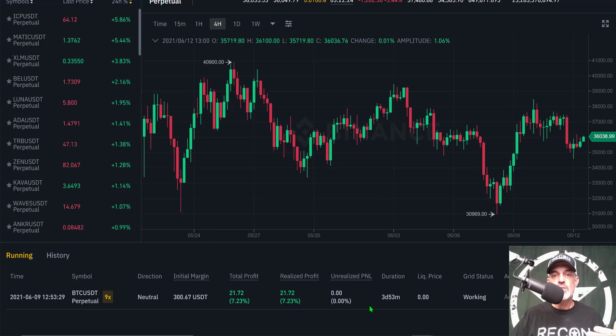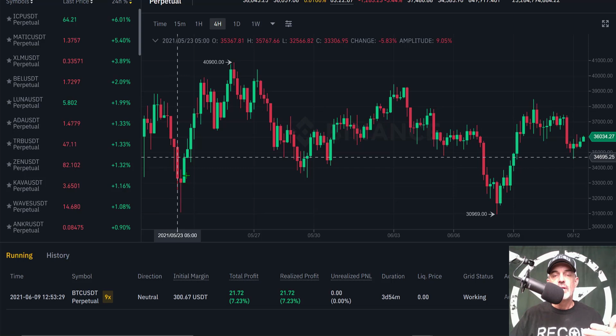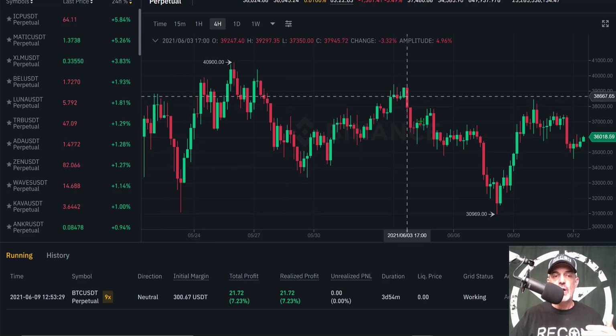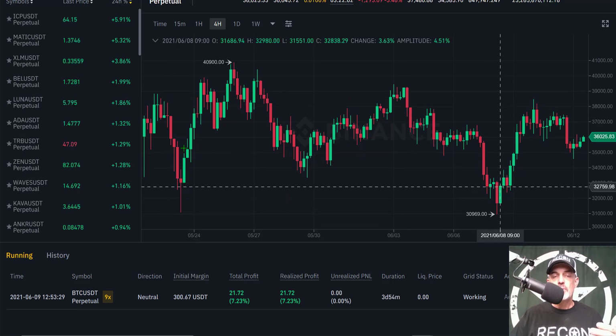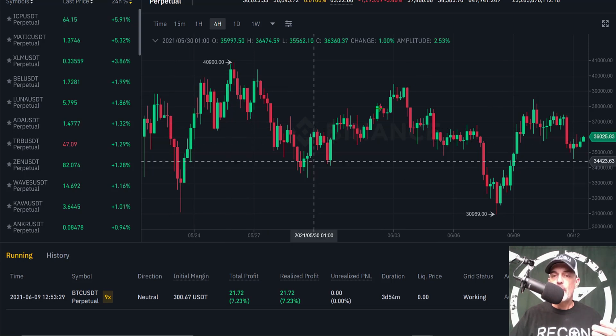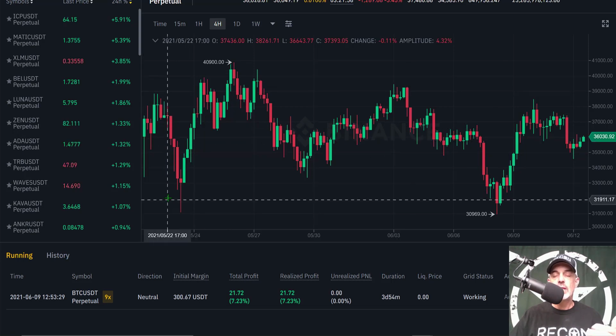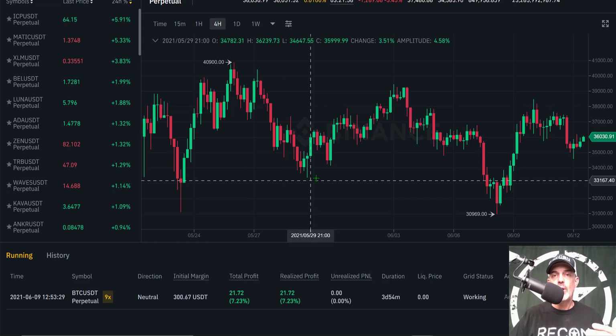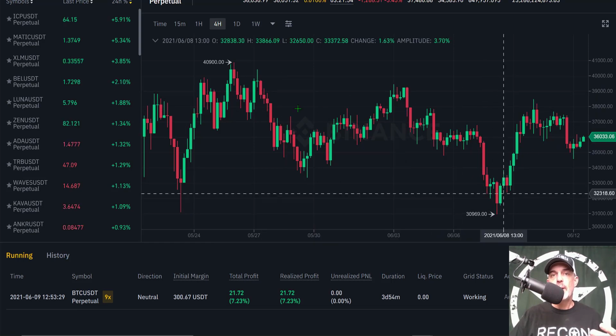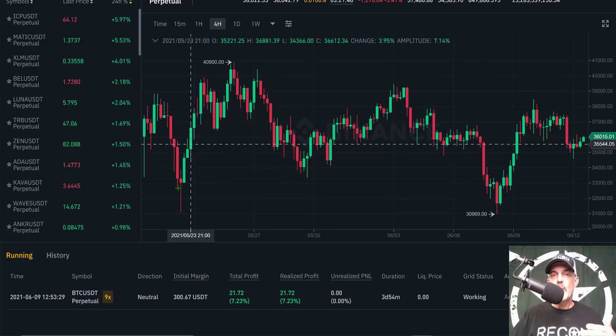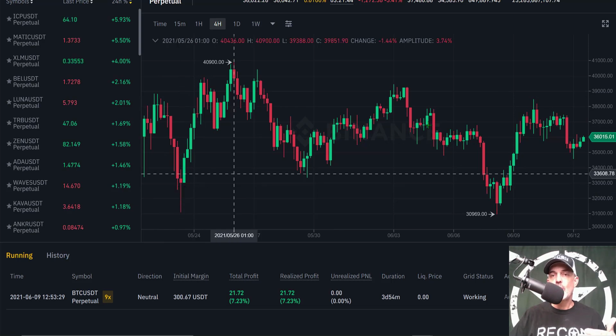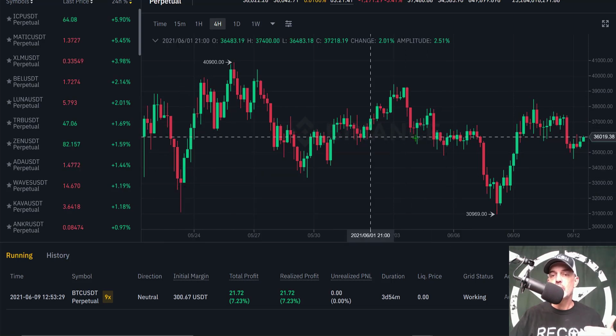Not a huge profit per se, but I deployed it on BTC USDT mainly because of the price action we have been seeing on BTC lately. And that is pretty much sideways price action where it sells down, pops back up, sells off, and pops up. And that is currently the price action of Bitcoin. And with a neutral based bot, you're able to earn some profit both long and short, not just long only or short only.